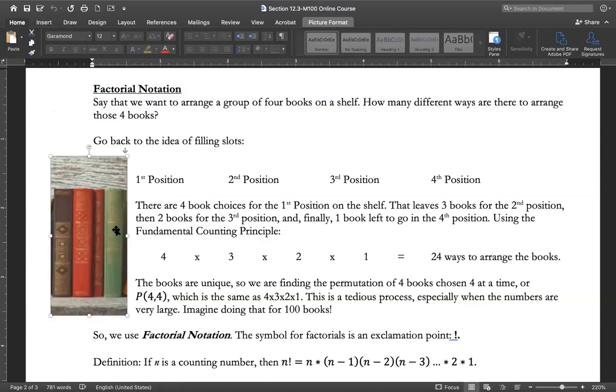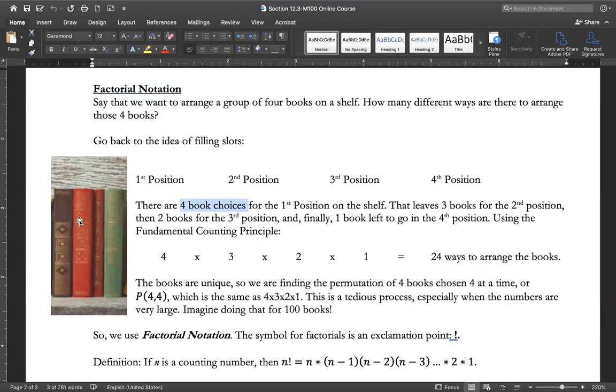And we would have 4 different choices for what book to go first. Maybe you're putting them in order from your favorite book to your least favorite book. Or maybe you're putting them in order from tallest book to shortest book. Or maybe you're just randomly throwing them on the shelf. In any case, there are 4 positions that you're going to fill, or 4 slots on the shelf. And there are 4 book choices for the first position. So if we put this brown book here first, then there are 3 other books that could go second.